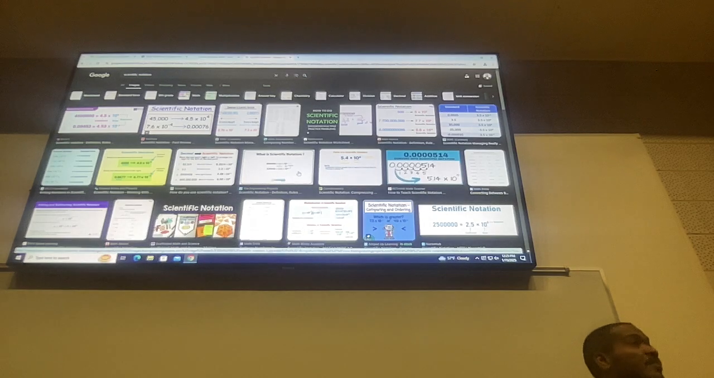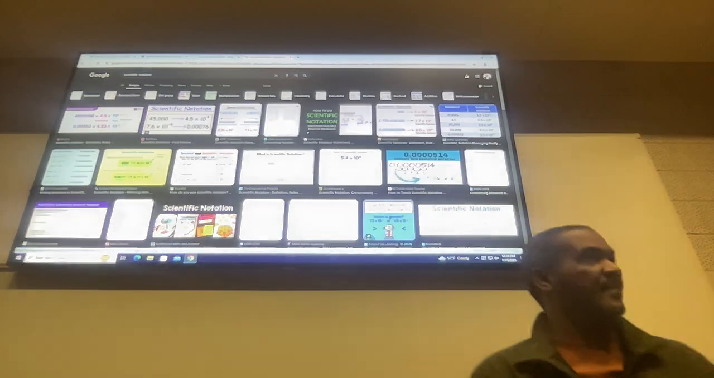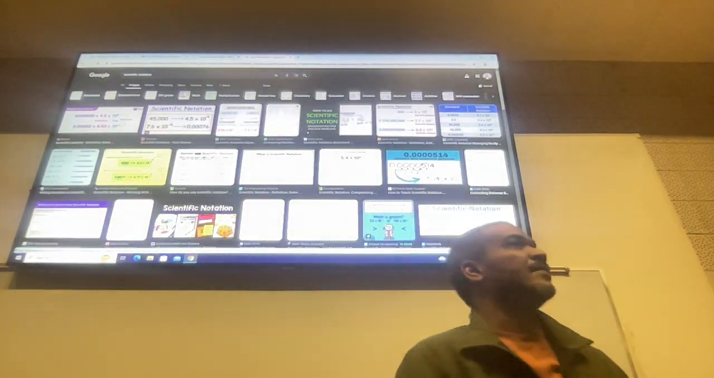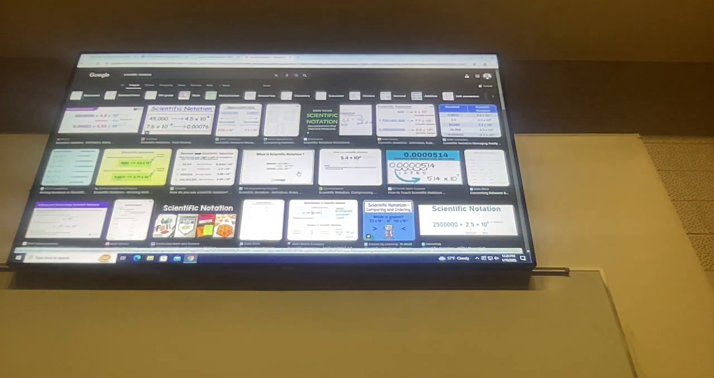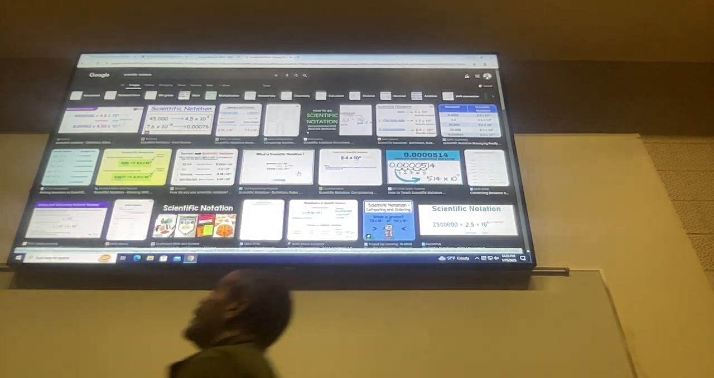Okay, well, give me a number we can write in scientific notation. You can do 1 million. Okay. What's 1 million in scientific notation? 1 times 10 to the 6. 1 times 10 to the 6. Right? Because 1 million has how many zeros? 6 zeros. Right?